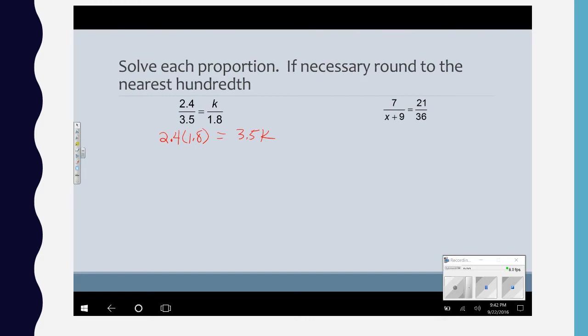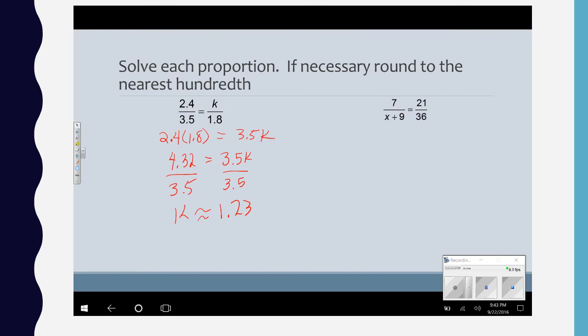And then we're going to multiply 2 and 4/10 times 1 and 8/10, and that's going to be 4 and 32/100. And then I've just got a simple one-step equation. So I'm going to divide both sides by 3.5. And that's going to give me approximately 1 and 23/100. And actually, when we talk about approximately, we use this symbol. We don't use a straight equal sign. This means approximately.